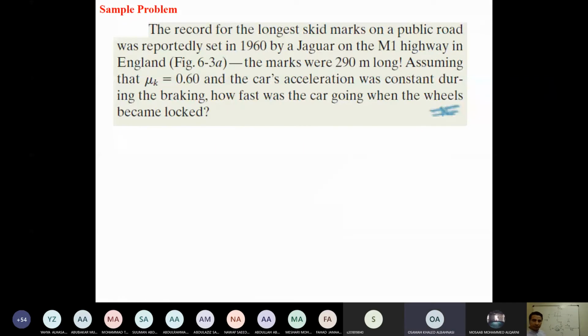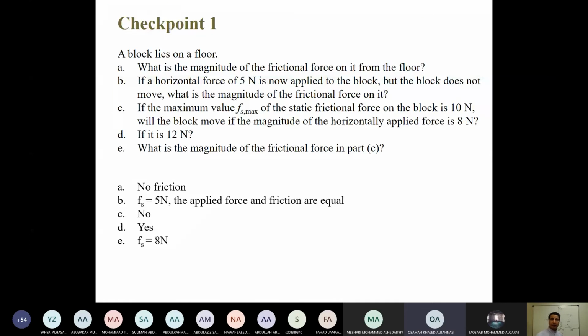Could you elaborate more on the last question? The last one says the maximum static frictional force is 10 Newton, right? So the object will not move until your applied force reaches 10 Newton. That's what it means. You applied your force of 8 Newton, so the static friction is equal to 8 Newton, which is less than the maximum static friction, right? Recall that.